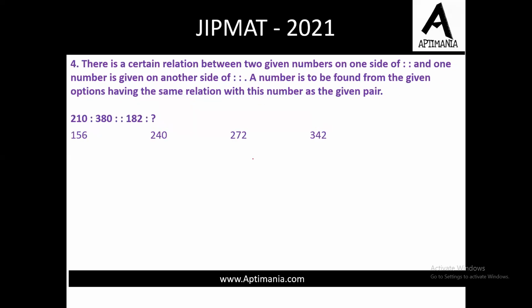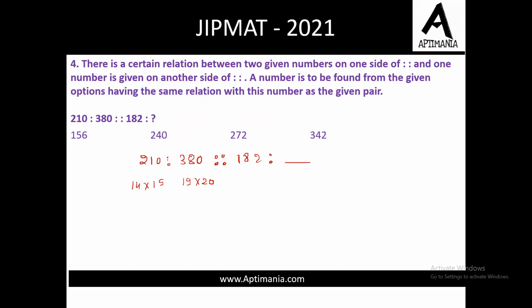Moving to next question. Again based on series, so there were a lot of questions from series. Right? So we have 210, then 380. Now similarly we are given 182 and we need to find an analogous pair. यहाँ पर क्या number आने वाला है that we need to find. Now see, this 210 can be written as 14 into 15. This can be written as 19 into 20.